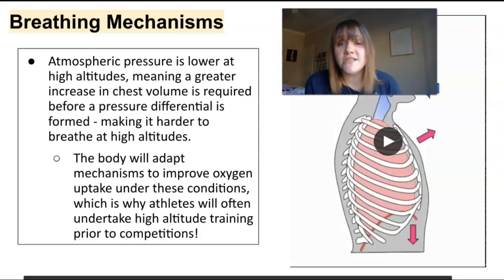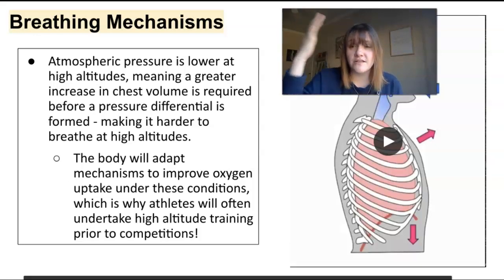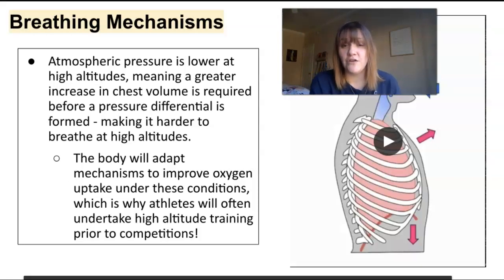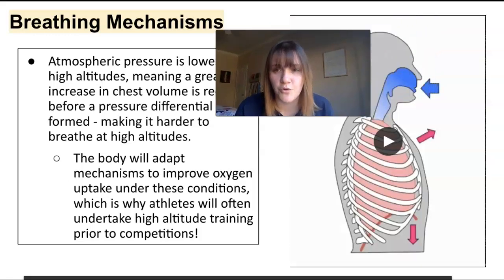But what's interesting is the body will adapt mechanisms to basically improve oxygen uptake under these high altitude conditions. And that's why a lot of athletes will often go and train in high altitude areas prior to competitions, because it helps them increase their ability to carry oxygen to their cells, which is pretty cool.